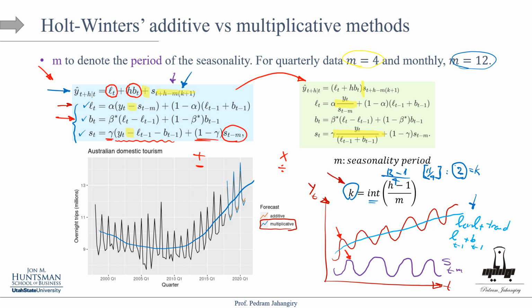I'm going to show you a numerical example on the next slide, and hopefully it makes sense. But again, overall, this is how the Holt-Winters additive versus multiplicative method works. We also call it triple exponential smoothing.